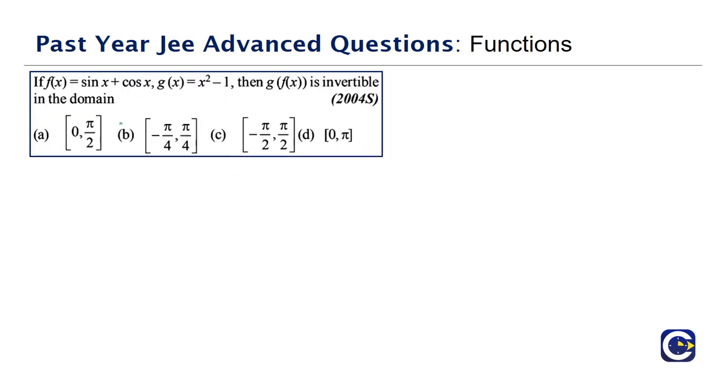Moving on to the next question. If f of x is equal to sin x plus cos x, g of x is equal to x square minus 1, then g of f of x is invertible in the domain.